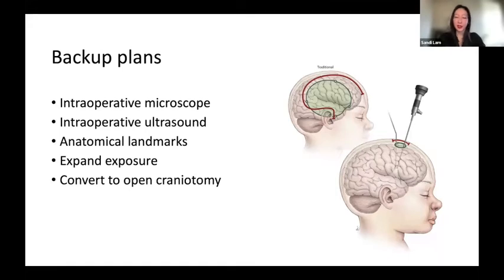Dr. Chinale, actually, after he saw one of my talks, said, why not an ultrasound? So I actually incorporated that. I have that on backup. Always know your anatomy. Don't be afraid to expand your exposure and convert to craniotomy if you need to. And have that as part of your backup plan.